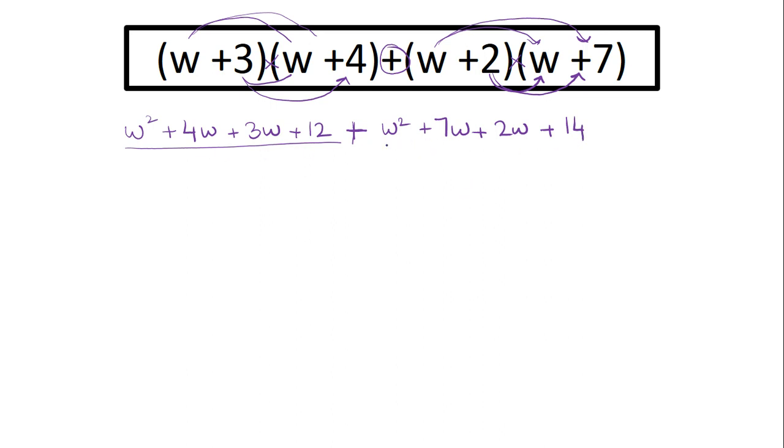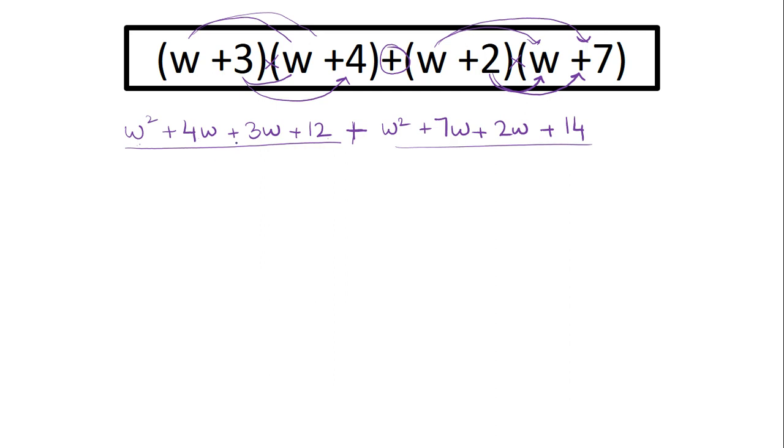Now this is one part and this is one part. So first I can just add up the two chunks that I've got. Let me just figure out the like terms there. W squared does not have any like term right now. 12 does not have any like term, but 4w and 3w, they're like terms to each other. They belong to the same family.